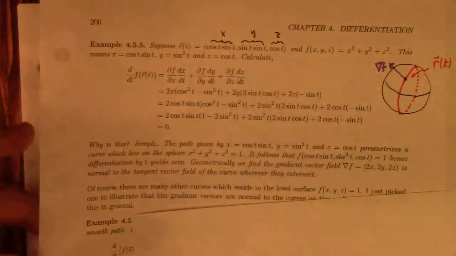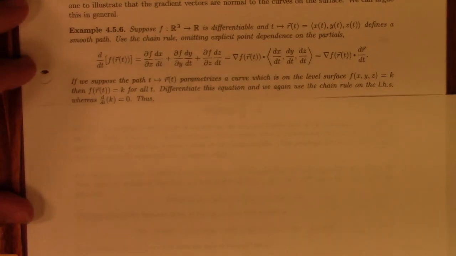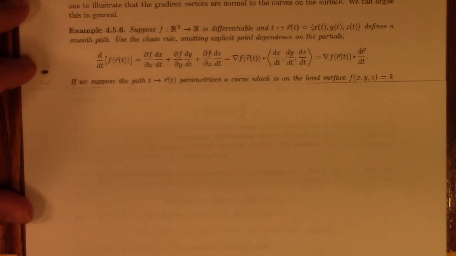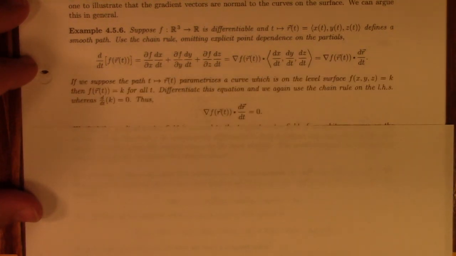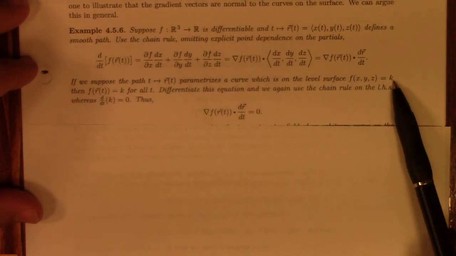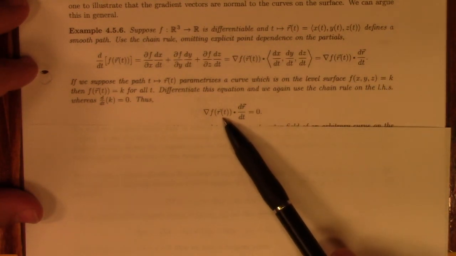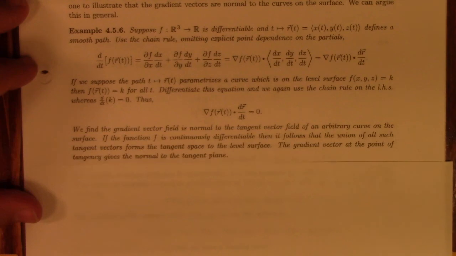Okay, so the next example is just kind of an abstract example. Basically, I point out that if you have any function of three variables and you compose it with a path, you get this, right? And if that path actually parameterizes a path on the level surface, f of x, y, z is equal to k, then we've got that the gradient of f at the path dotted with the velocity vector of the path is 0. So, all right.